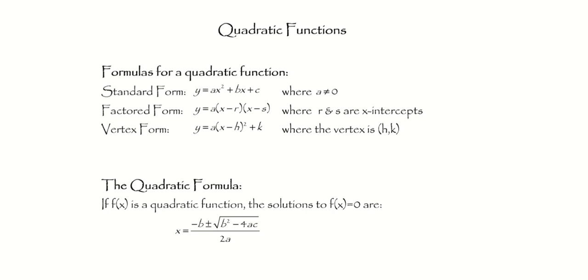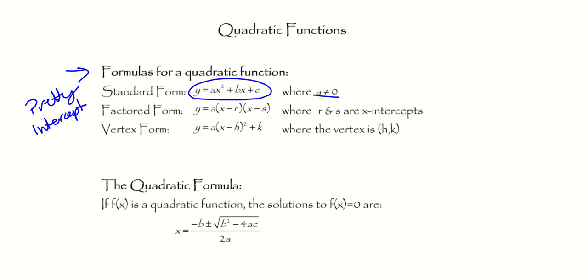So let's start here with our formulas for a quadratic function. Like formulas for a linear function, we have different forms. We have standard form, which you're familiar with, which is y equals ax squared plus bx plus c. A can't equal 0 because then you wouldn't have a quadratic form. So again, this is pretty form, right? Prettier presentation form.